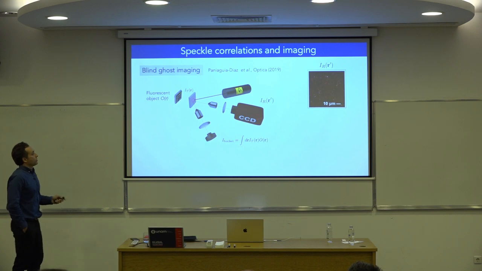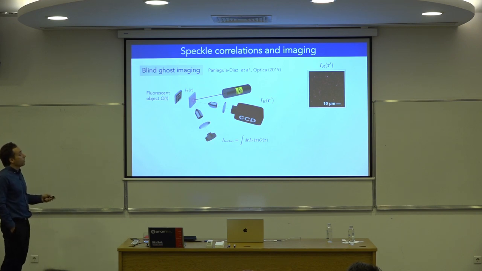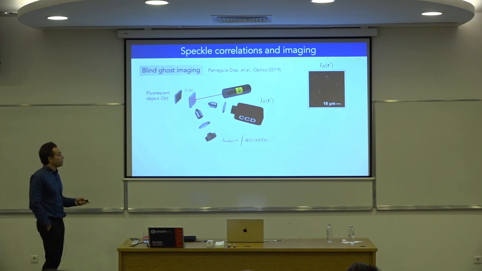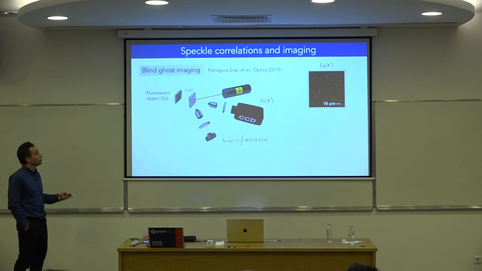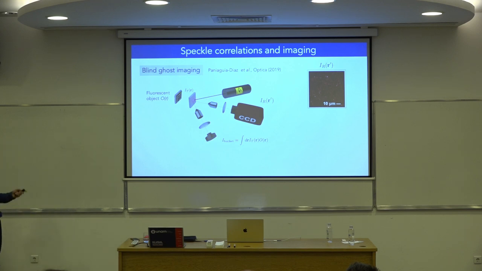And the game is that I have no access to this side. Okay, so what I can measure is the reflected speckle. And I can also measure the total amount of fluorescence produced by this object. So now the idea was, let's try to correlate each point in this picture with this number. Right, this is a bucket detector, so it gives you one number, which is the total amount of fluorescence that comes from this object. So in a way it's related to what we call ghost imaging, but it's slightly more complicated.